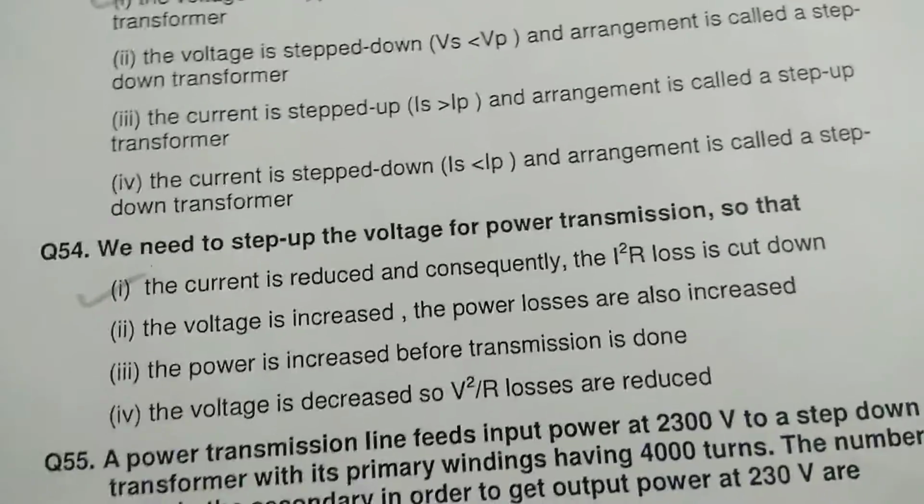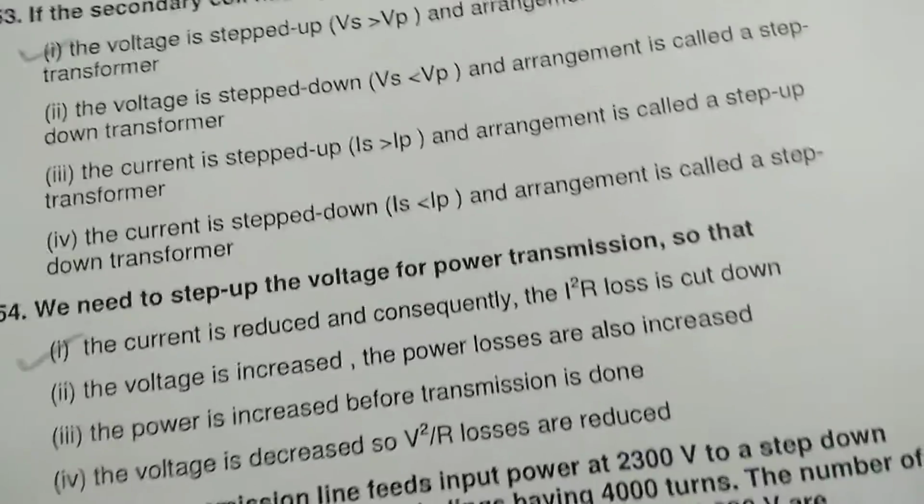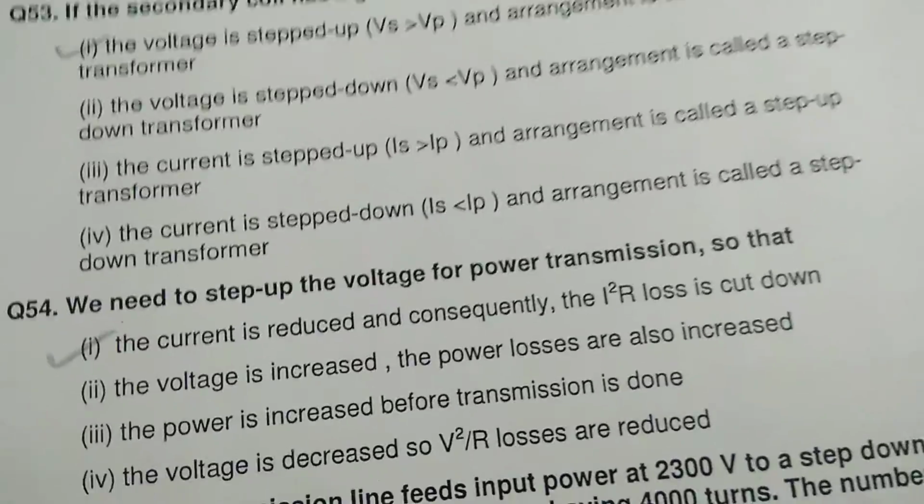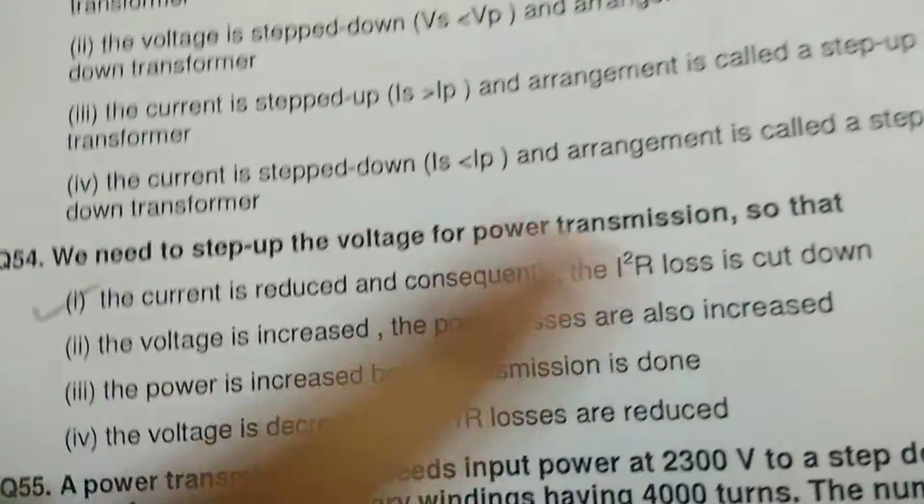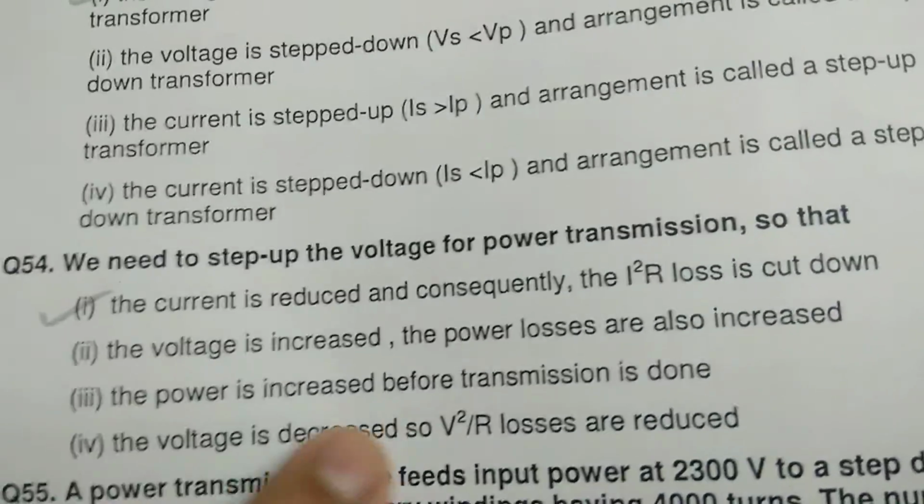So this is actually true, to reduce the I square R loss, to reduce the power loss, the current is reduced. But if the voltage is increased, the power loss is also increased, this is obviously not true. Power is increased, voltage is decreased, so these are not true. So option A will be true.